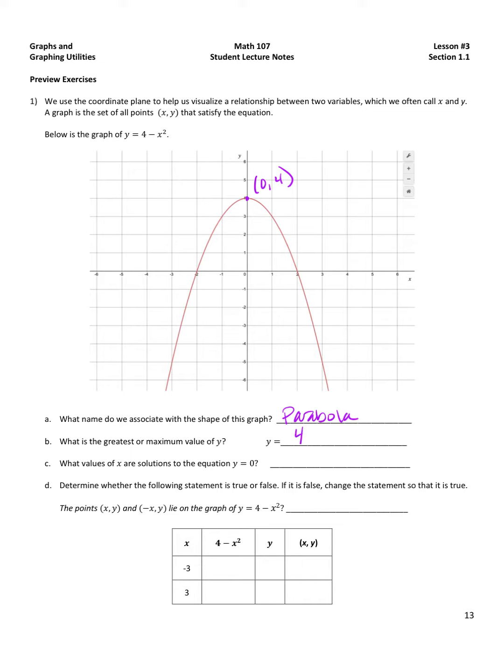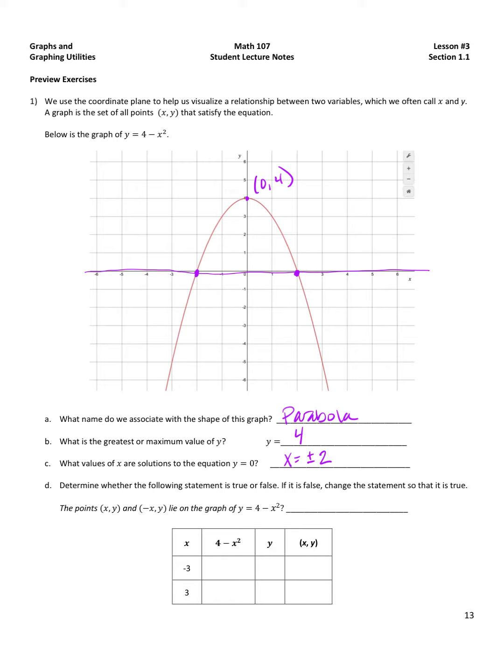What values of x are solutions to the equation y equals 0? Well, the line y equals 0 is the x-axis. So we are looking for places where the graph crosses the x-axis and it looks like x equals positive and negative 2.